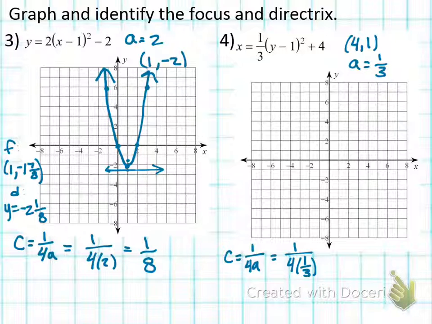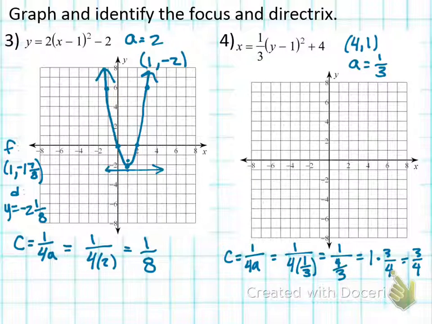Okay, c equals 1 over 4a, so 4 times 1/3 is our denominator. So what do we get for c here? 4 times 1/3 is 4/3. So it's 1 over 4/3, which we make multiplication. So 1 times 3/4, and that's 3/4. Okay, so c is 3/4.